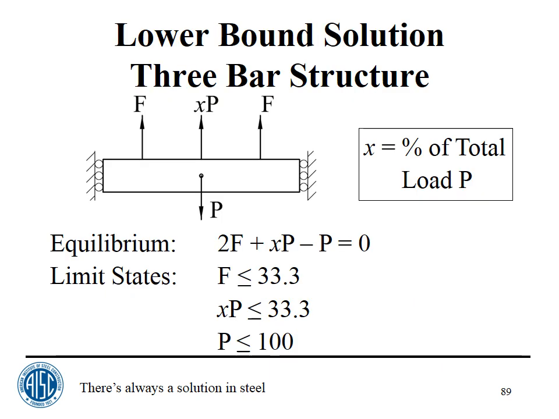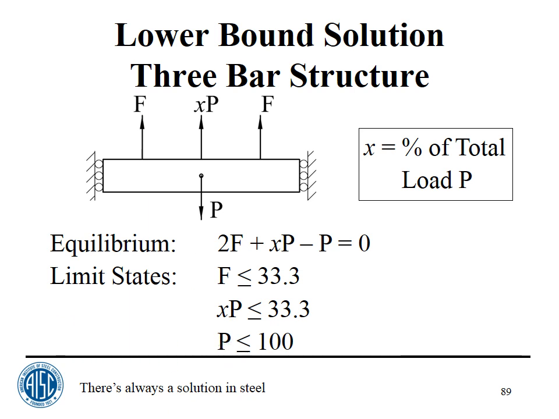So what are we doing here? The lower bound solution, the 3-bar structure, here's my equilibrium. All we're satisfying is equilibrium in the limit state. This is the system. I got X times the load in the middle member, and I got some other load in the other two, some force F. So equilibrium says that 2F plus X times P minus P equals 0. And the limit states are that each bar cannot exceed 33 1/3 kips, pounds, whatever. And XP, likewise, the middle one, can't exceed 33 1/3, and the total maximum load is 100 kips, let's say.